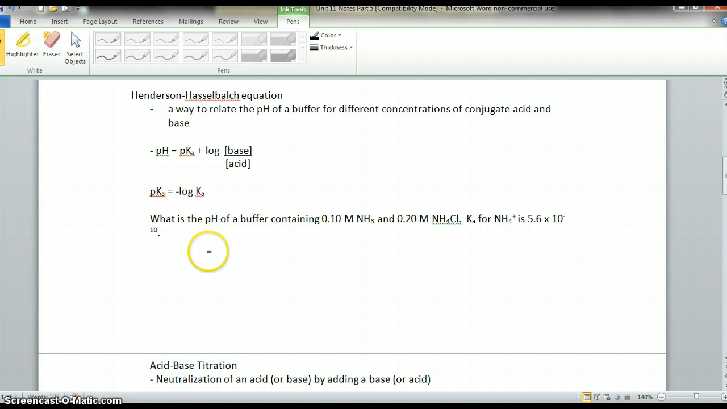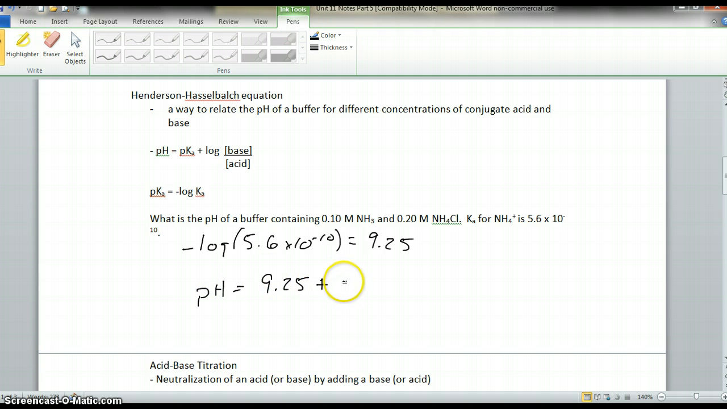So the example here, if you do this, you are asked what is the pH of this. In order to do that, you need pKa. You're given Ka in the problem of 5.6 times 10 to the negative 10th. So you need to take the negative log of that value, which is 9.25.